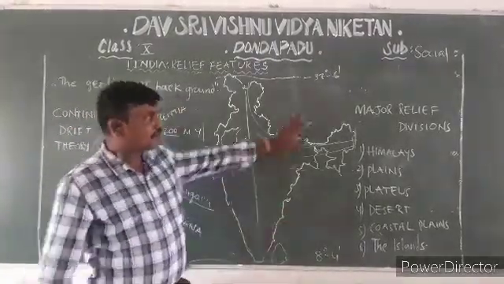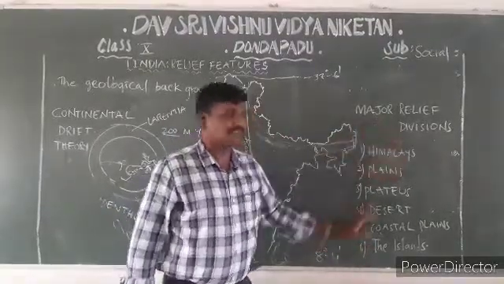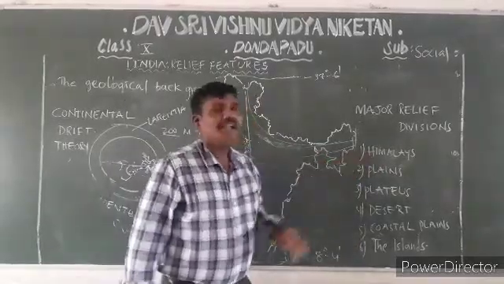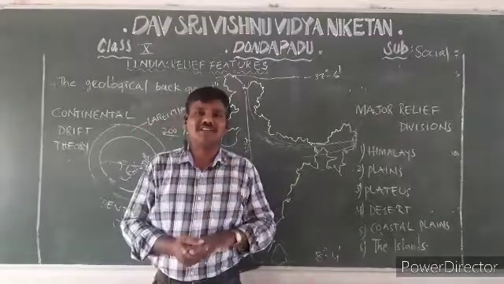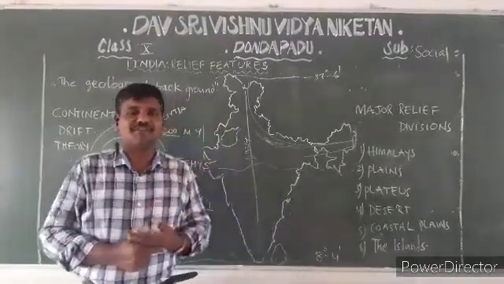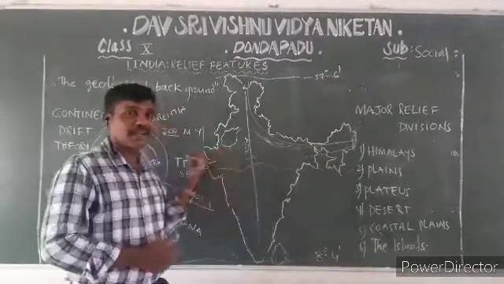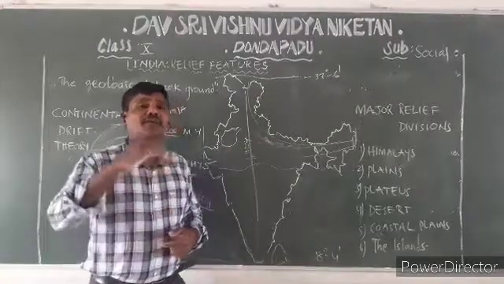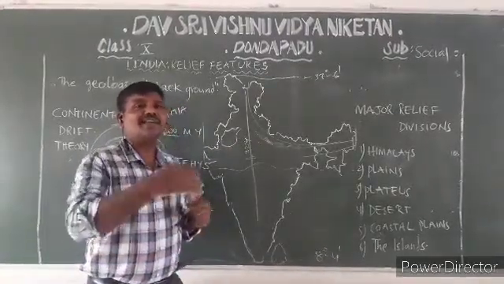Now come to here, the major relief divisions of India. Among them, first of all, what are they? Himalayas. Himalayas contain 3 ranges. Now let me give a lecture for you. Himalayas are, so I told you already here, what I told? Himalayas are which type of mountain? Folded mountains. Which folded? Young, latest, recently formed.